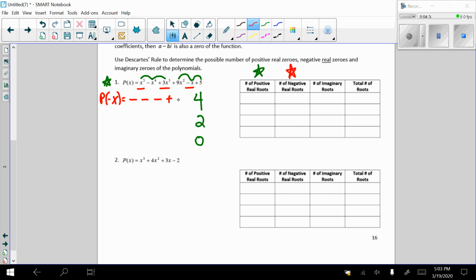Negative x to the first becomes positive, and of course positive 5 is not going to change because we're not even substituting anything into that term. What you can see is we have exactly 1 sign change.